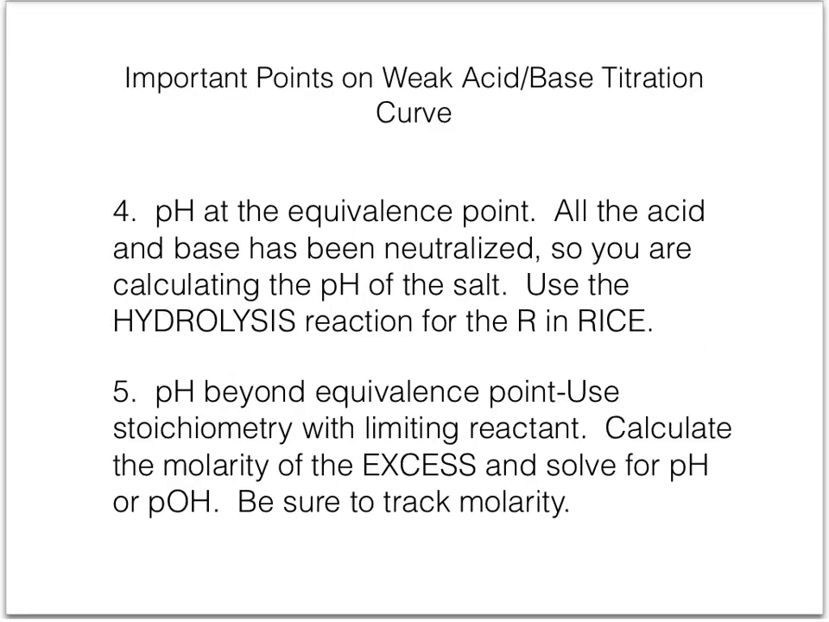Number 4, the pH at the equivalence point. At that point, all the acid and the base has been neutralized. So if we want to calculate the pH, we are going to calculate the pH of the salt. So you're going to need to use the hydrolysis reaction of the salt for the R on the RICE table. And the 5th part, after the equivalence, we'll just take a look at the pH beyond the equivalence point. And here we can use stoichiometry with the limiting reactant. So we're going to calculate the molarity of the excess and solve for pH or pOH.